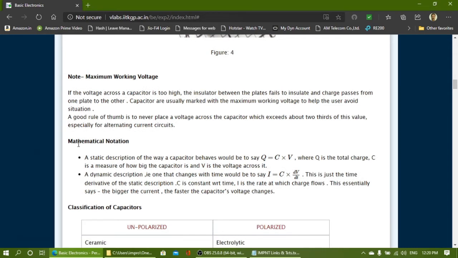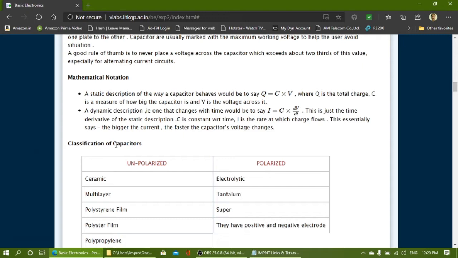So now we will go to some mathematical notation about the capacitor. A static description of the way a capacitor behaves would be Q equals C times V, where Q is the total charge, whose unit is Coulomb, C is the capacitance, which measures how big the capacitor is, and V is the voltage across it. This is for DC application.